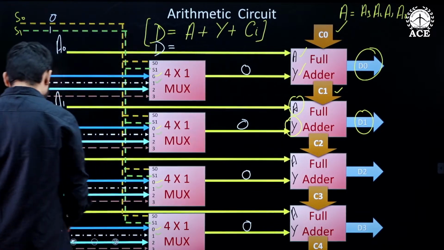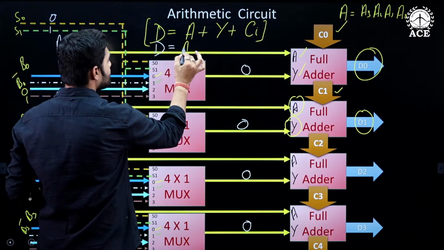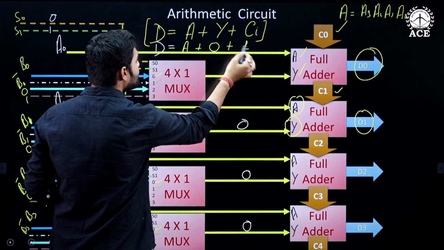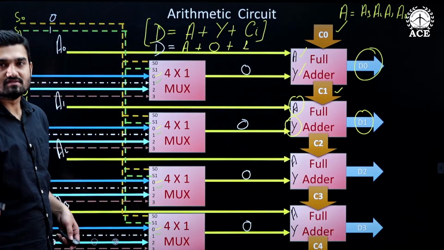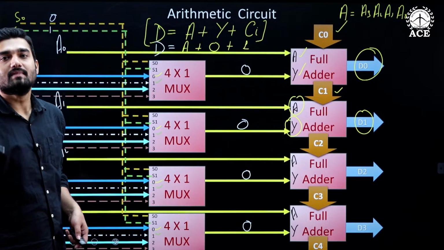Again, everything is the same because the select line inputs are the same. Now A is there, 0 is there, but carry in is 1. What is this? A plus 1 is what? A plus 1 is increment. I have incremented the content of register A by 1.